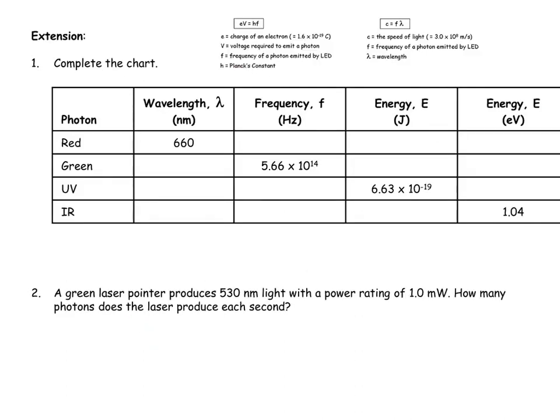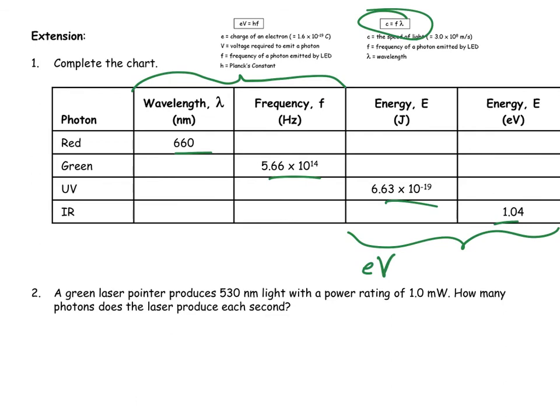For this extension, you're just going to take the info that's in the chart here and fill out the rest of the chart. For these two, you got the relationship of C equals F times lambda, and we know what C is. For these two here, the relationship is that an electron volt, a way to measure energy, is equal to 1.6 times 10 to the minus 19 joules.